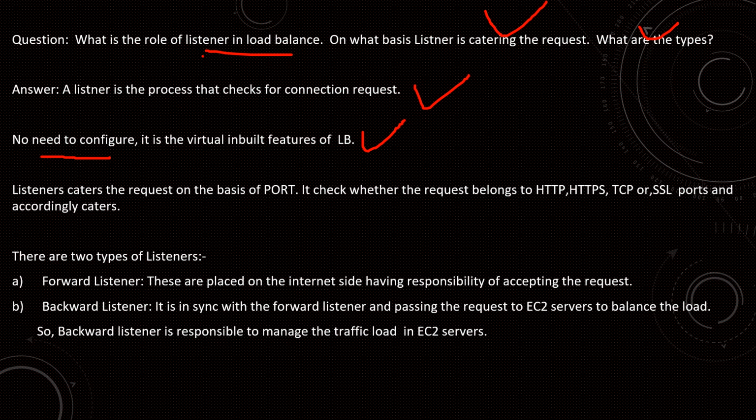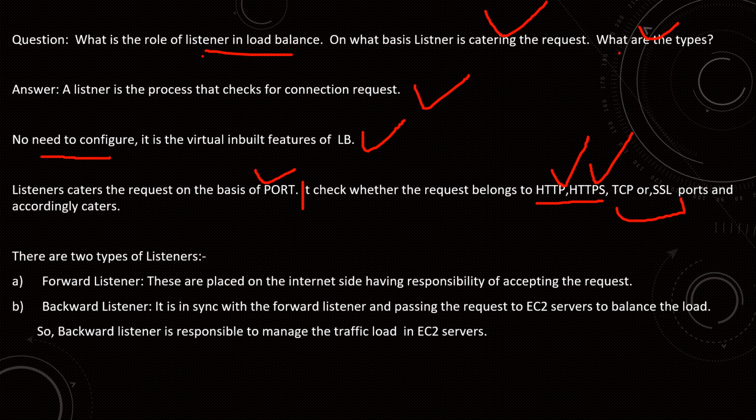Listener caters the request on the basis of port. Yes, this is the answer to your second question. So the listener caters the request on the basis of port. It checks whether the request belongs to port HTTP, HTTPS, SSL, TCP, or what kind of ports they are requesting, and the listener acts accordingly. For example, if an HTTP connection is there, or an HTTPS connection is there, it reads the type of request and directly lands on the application. And similarly for TCP and SSL.